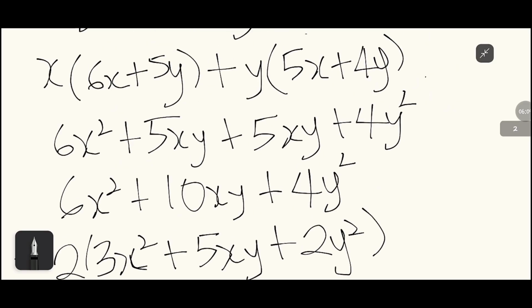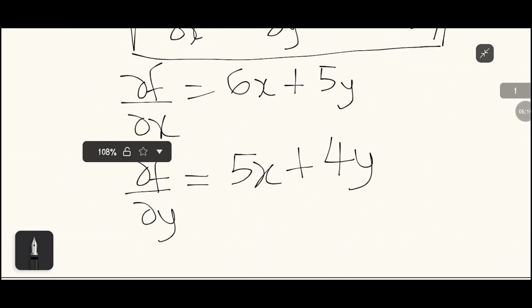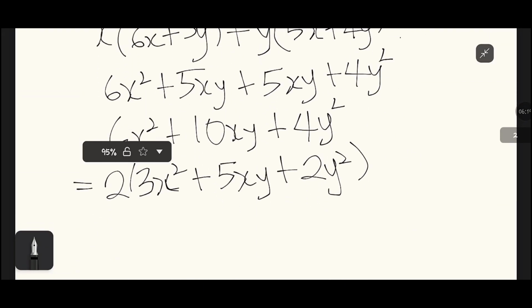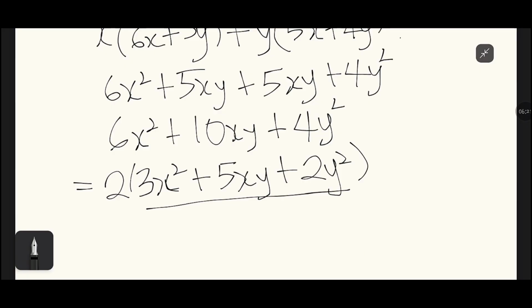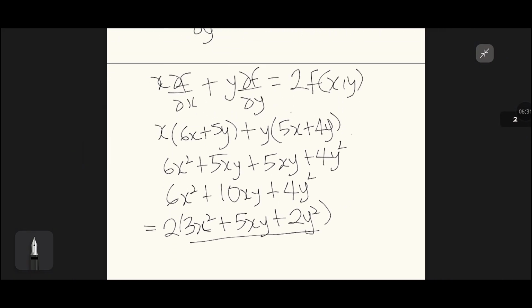Now let's go back to the function. If you observe, you see that this value is the same as the original function, and that means we have been able to satisfy Euler's theorem because we are trying to prove that this is equal to 2 times the original function. So this is 2 times the original function. So that means that Euler's theorem has been verified.